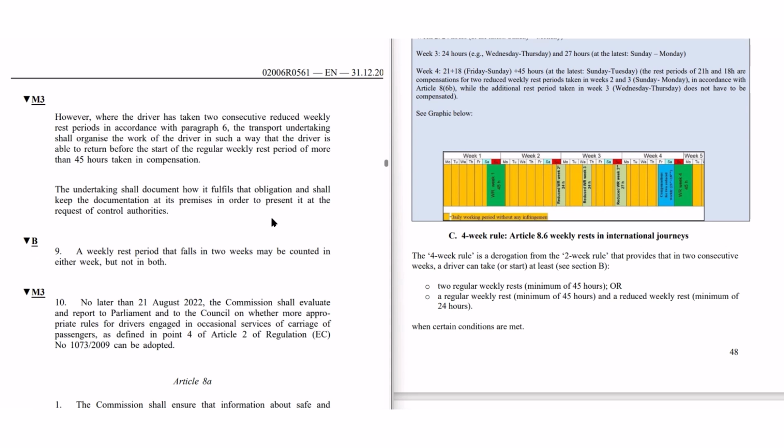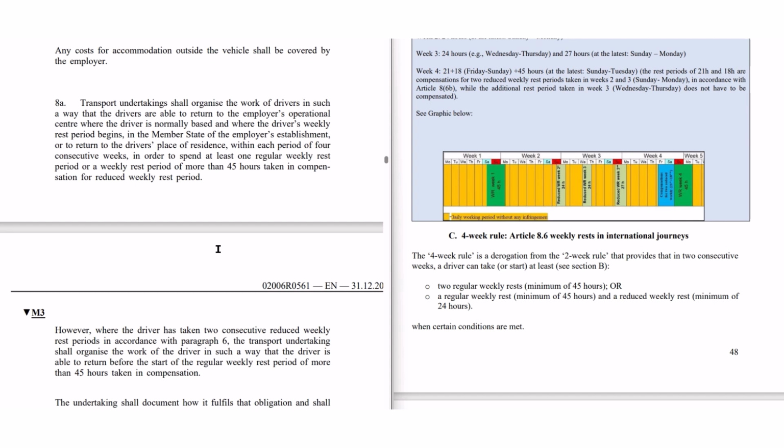Next one. We arrive at the so-called 4-week rule. The employer must organize the driver's schedule so that within any 4 consecutive weeks, the driver can return to either the employer's operational center in the member state of establishment, or the driver's place of residence. By the way, this is completely official. If a person can go home with the truck and park it at home, the regulation accepts that as well.